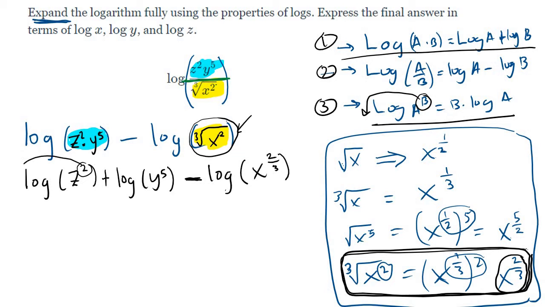It's going to come to the front of this log. There's an exponent 5 here. It's going to come to the front of this log. There's an exponent 2/3 here. It's going to come to the front of this log. And then it will be fully expanded.